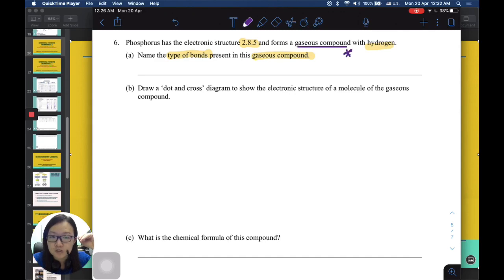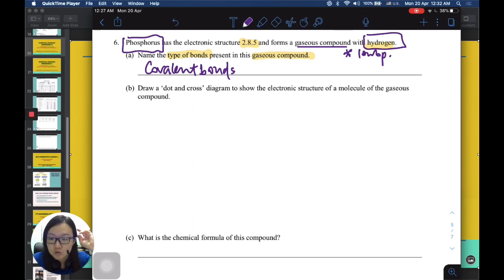So in this case, it says it forms a gaseous compound, right? That is actually a clue that you need to pick up to know that therefore the compound being formed has a low boiling point. And of course, another clue is phosphorus and hydrogen, and you know that both are nonmetals, right? So obviously it's forming a covalent compound, so the type of bonds present will be covalent bonds.